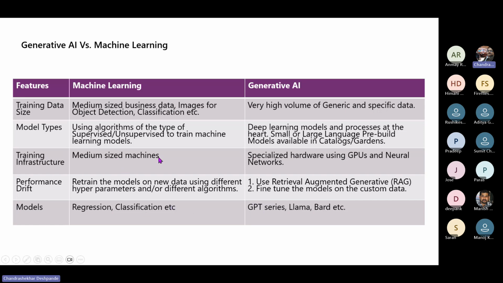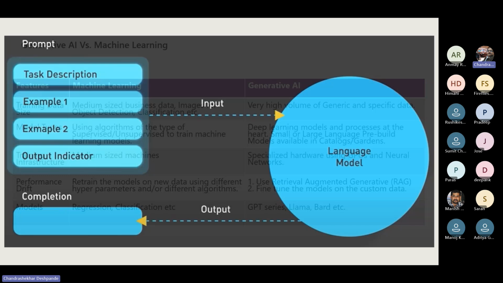Medium size for training infrastructure: machine learning needs medium-sized machines, but for generative AI, machines are high-end and costly also. So these are all differences, and looking at them, it is pretty clear that whatever machine learning can do today, generative AI definitely can do. Generative AI can do predictions also. So generative AI is the next level of machine learning.